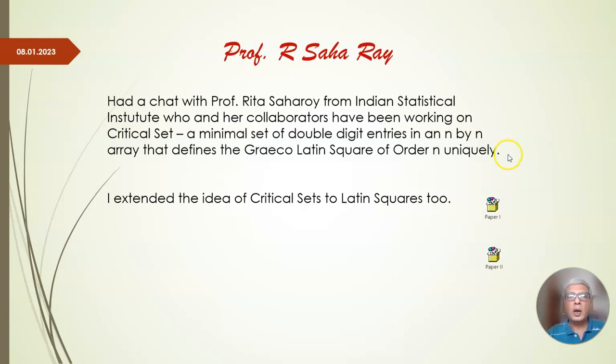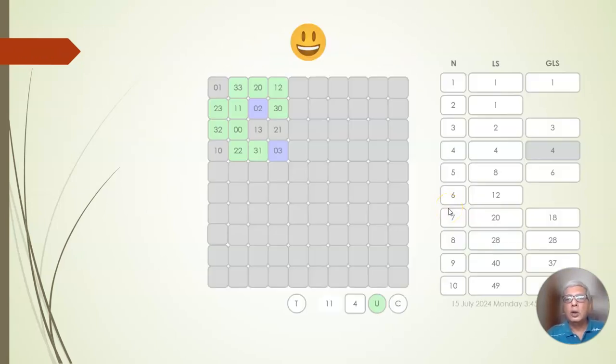So I was in touch with Professor Rita Saha Rai from Indian Statistical Institute, who sent me two papers on this critical set of Greco-Latin squares, and I extended this idea to the critical sets of Latin squares too. I haven't gone through the papers, but if anybody wants, I can provide them. So let's start with order 4.